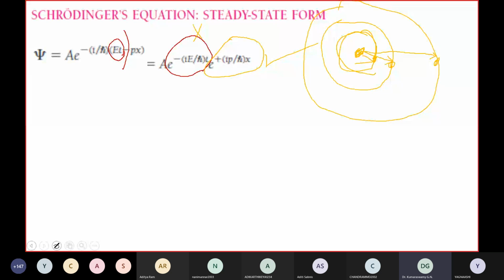So in this case, this part, which has time as a variable, becomes a constant. Yes or no? Okay. Whereas this part keeps varying because x is a function, or x varies. So this part becomes constant, whereas this part continues to be a variable. Okay, sir.